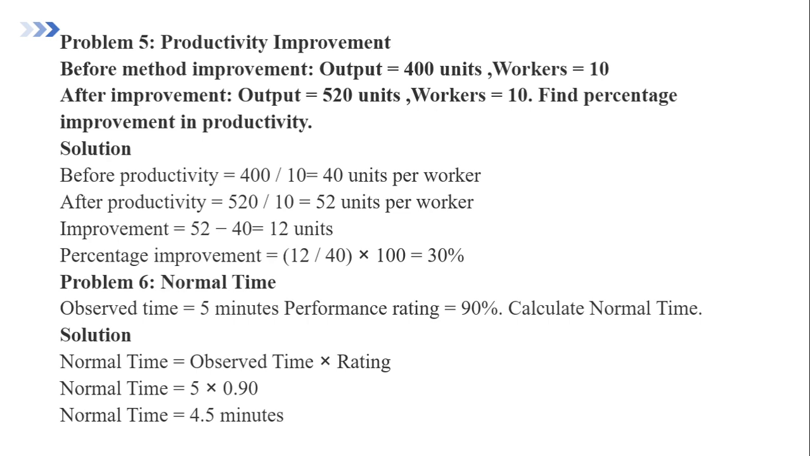Then in problem 6, we calculate the normal time. The question gives the observed time as 5 minutes and the performance rating. We already completed the normal time previously. It is simply the observed time multiplied by the rating, which gives the answer 4.5 minutes.